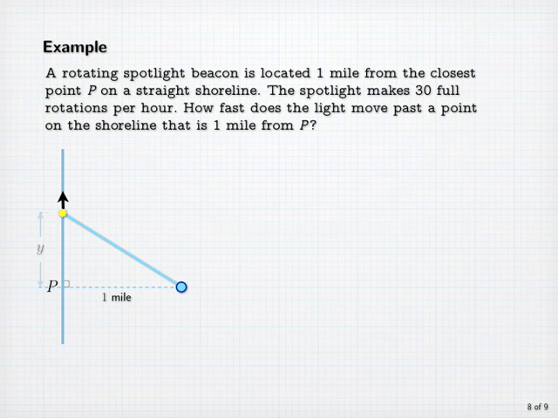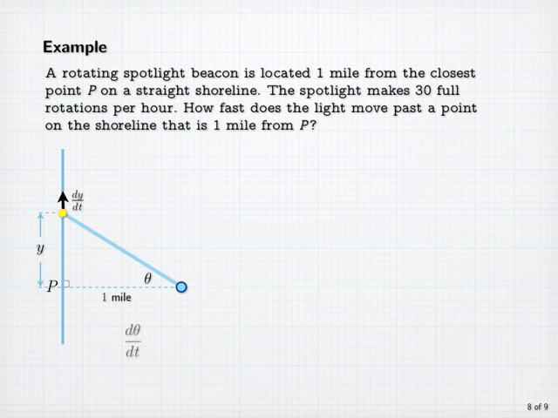Now let's let y be the distance from P up to that point where the spotlight is shining. Then, the rate at which that point is moving is the derivative of y with respect to t. Now we need to relate y to some other variable here. And since we know how many rotations the spotlight makes per hour, let's define theta to be the angle shown in the figure.